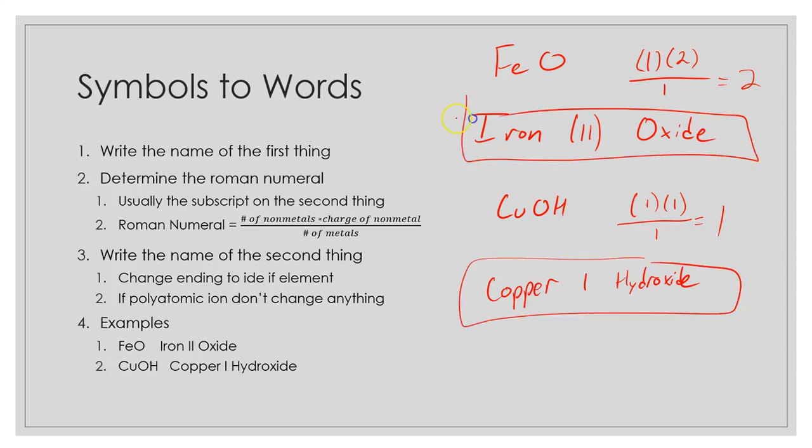So you do have to use this. 90% of the time, the Roman numeral is whatever the subscript is after the polyatomic ion or after the nonmetal, but this is not always the case. So you do want to double check real quickly with that formula there.